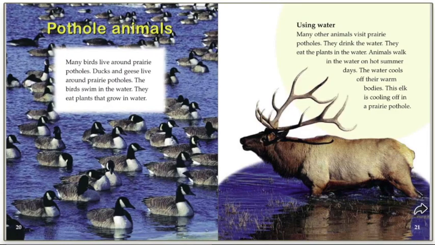Pothole animals. Many birds live around prairie potholes. Ducks and geese live around prairie potholes. The birds swim in the water. They eat plants that grow in the water.